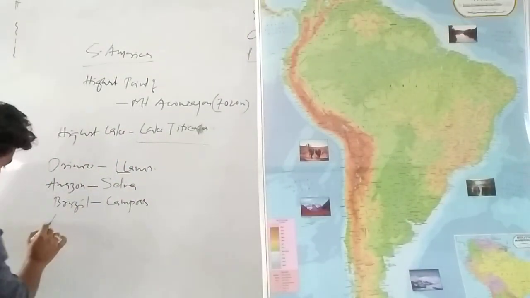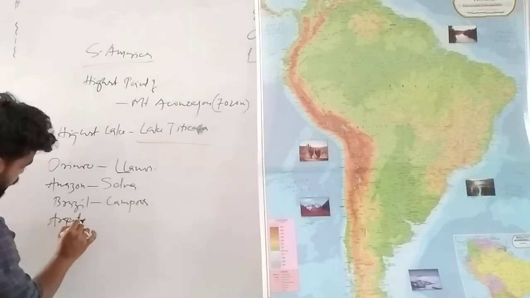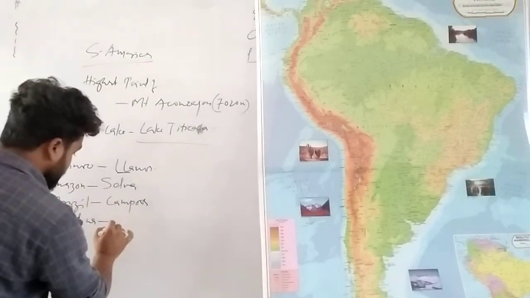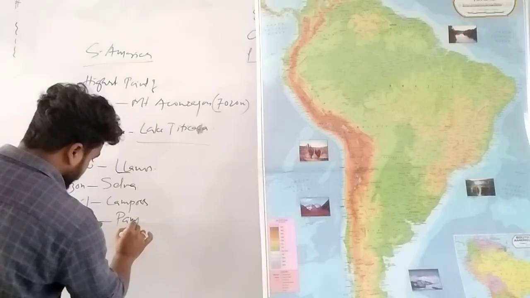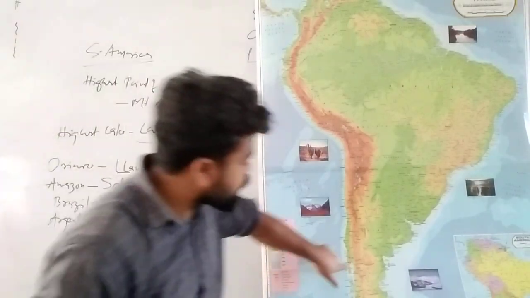Again Argentina, we are discussing this Argentina. What is the vegetation? That is Pampas. This portion, the grassland, is called the Pampas.